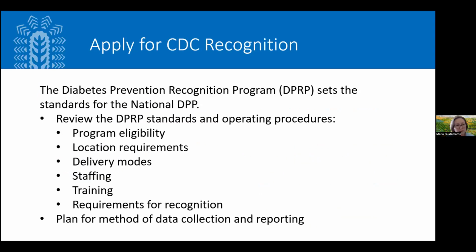So you apply for CDC recognition. The Diabetes Prevention Recognition Program sets the standards for the national DPP. They review the standards and the operating procedures and plan for method of data collecting and reporting, which again is highly important. And you can look at if this is the right program for you.